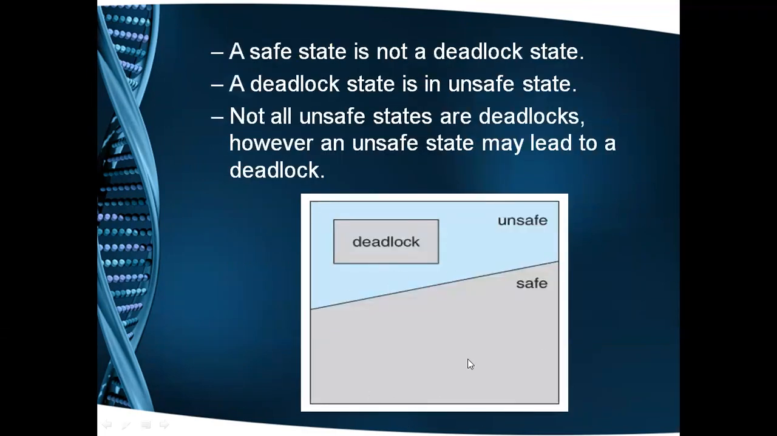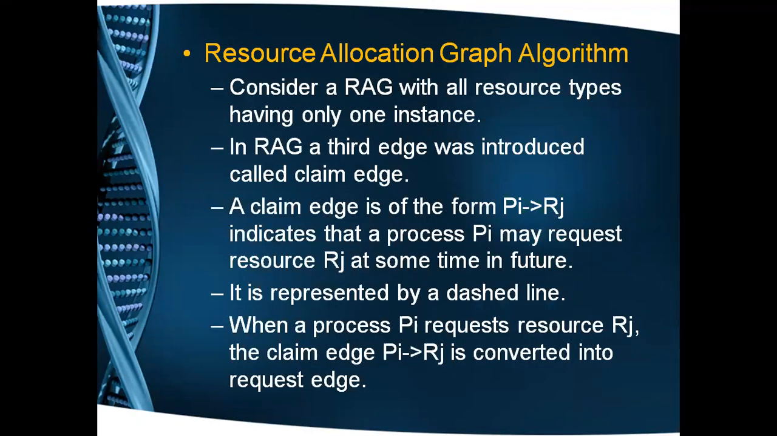So here a simple diagram is given. See the bottom part, it's a safe state. Safe state means there is no deadlock. The remaining part is called the unsafe state. But in the unsafe state, see that inside a small part is called the deadlock state. The meaning is, not all unsafe states are deadlocked states. But if there is a deadlock, it is in an unsafe state. That's the conclusion here.